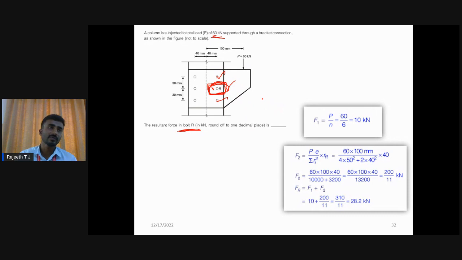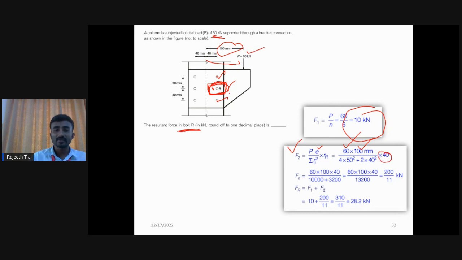From the previous problem we studied that F1 is P by n. What is P? The 60 kilonewton is the external force, divided by the number of bolts. In this pattern they have given 6 bolts, so 60 by 6 equals 10 kilonewton. Whereas for F2, before calculating it, first we need to know the e value, which is directly given here. From here to here, how much? E value is 100. What about the load? 60 kilonewton.